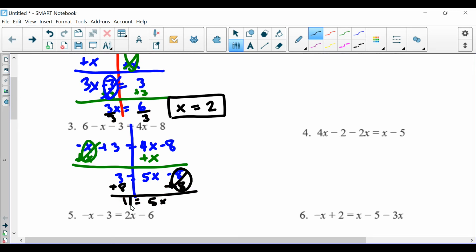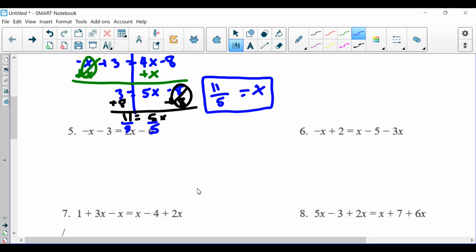And then lastly, we are going to divide by that coefficient. Let's divide by 5. So we get x is equal to 11 divided by 5, also known as 2 1/5. But it's okay to leave your answer as an improper fraction.